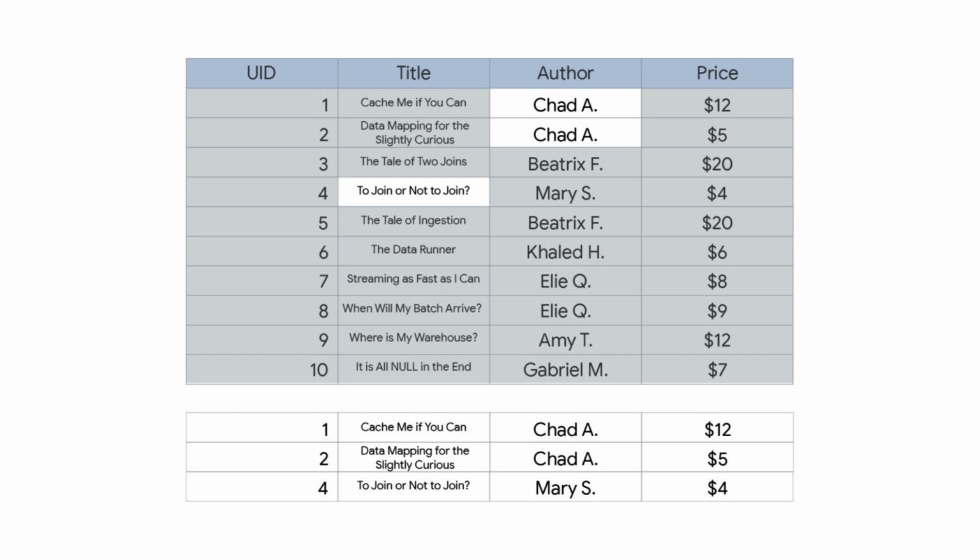Another useful logical operator to use with dimensions is OR. The OR logical operator is valuable if you want to ask questions like, which books have an author of Chad A or have the title of To Join or Not to Join? In this case, the dimensions used are author and title, and the criteria is set to match author values that match Chad A or titles that match To Join or Not to Join. In the sample dataset, this will return 3 rows.